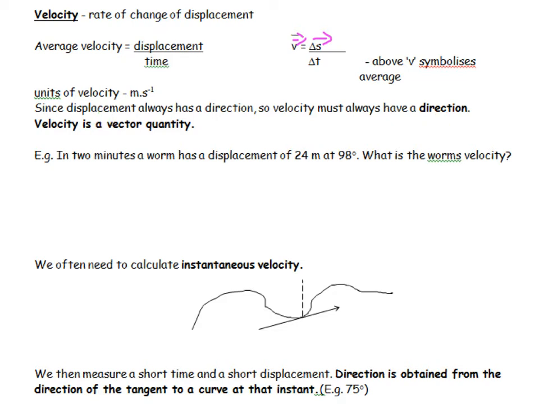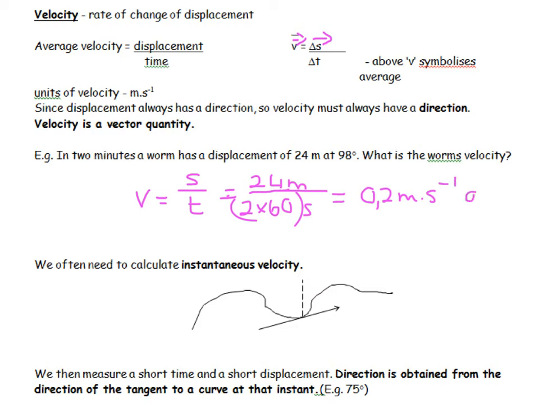So we've got 2 minutes. A worm goes 24 meters at 98 degrees. What is its velocity? Velocity is equal to displacement divided by time. So it's 24 divided by 2 minutes, which is 2 times 60 seconds. So it's meters per second once again. And I land up with this worm going at 0,2 meters per second, but I've got to give it a direction. It will have the same direction as the displacement, at 98 degrees.